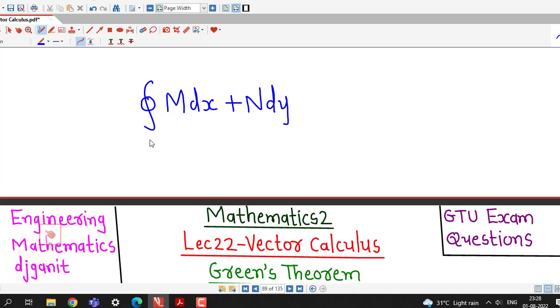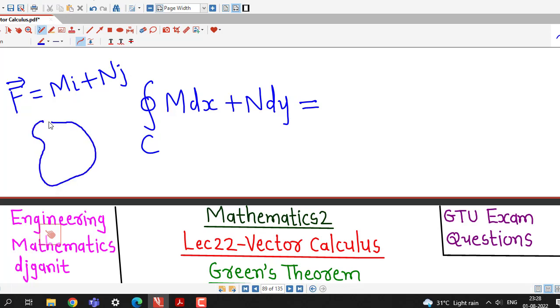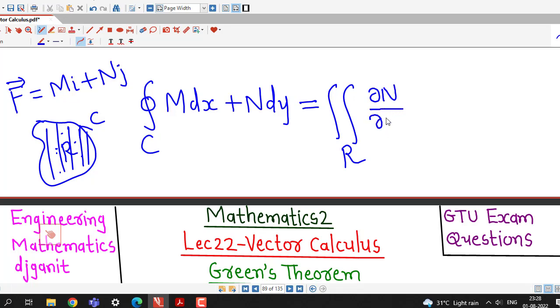And the tangential form of Green's theorem is: if f bar is having components M and N, if f bar equal to M i plus N j and C is a closed path in the xy plane which encloses a region R in the xy plane, then the line integral of M dx plus N dy along curve C is given by the double integral over this region R of the function del N by del x minus del M by del y, integrated with respect to area.